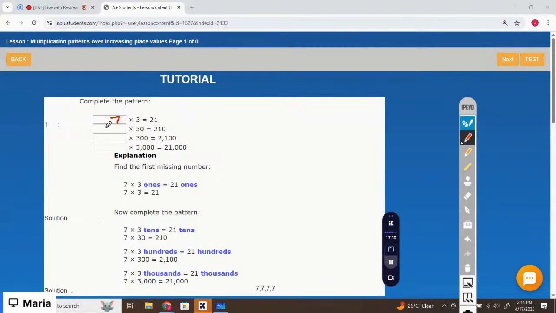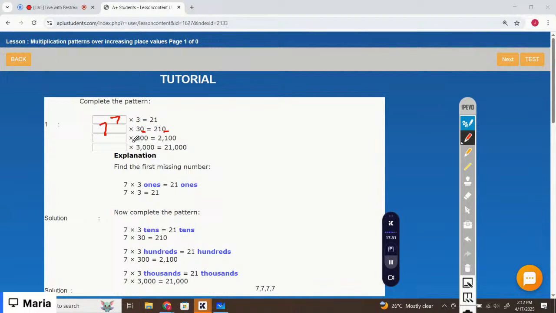Now we need to find what number times 30 is 210. So basically the number of zeros are missing. So you have to see, here you have 30, here you have 10, and here you have 10, right? So that means the number is again 7. 7 times 30 is 210.